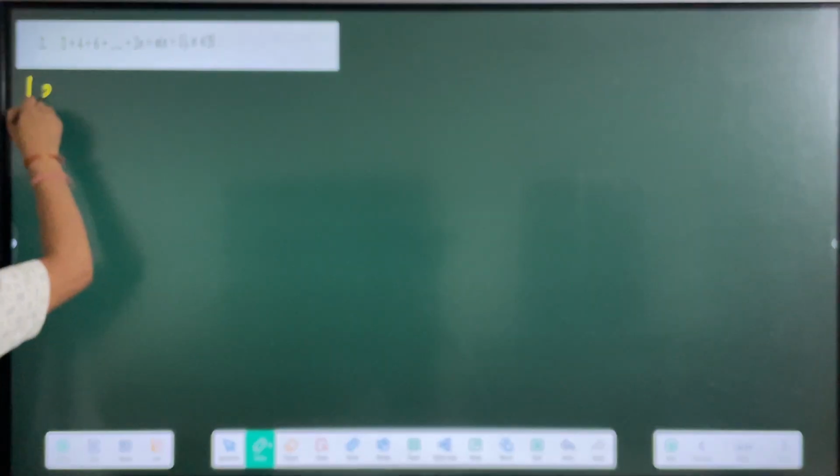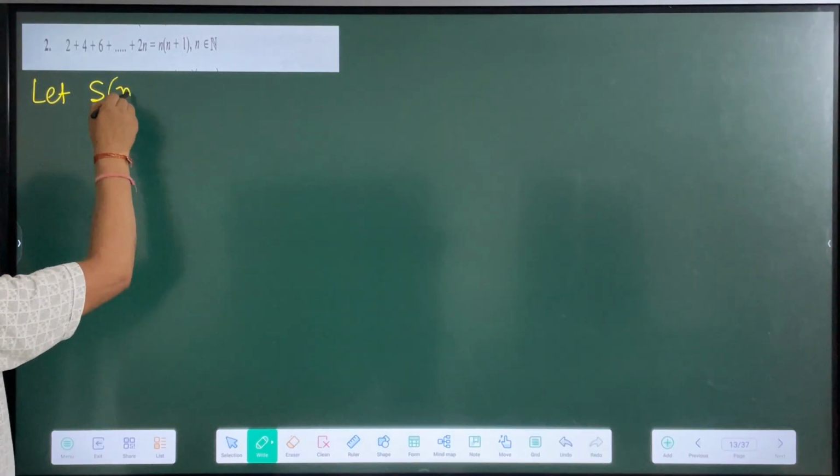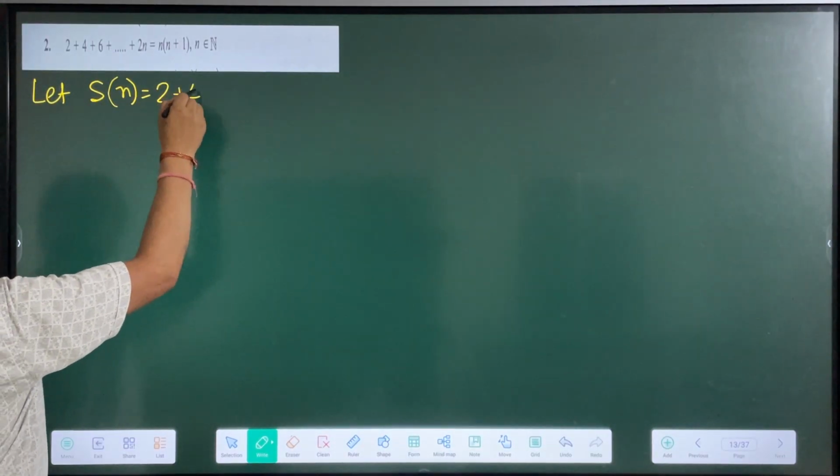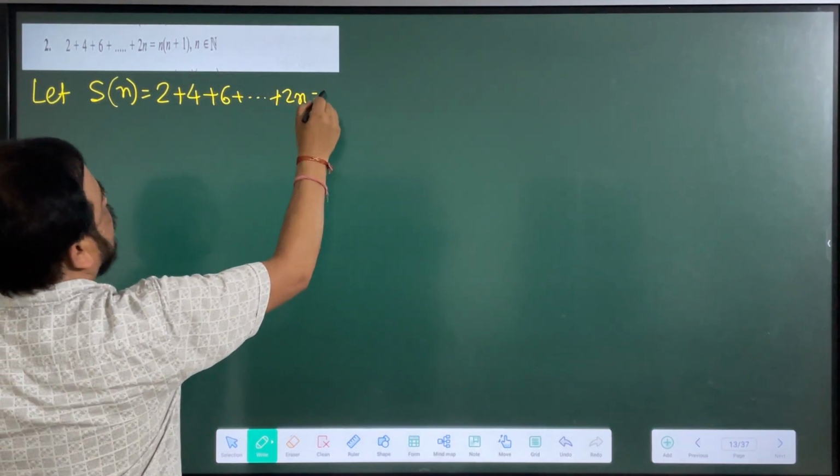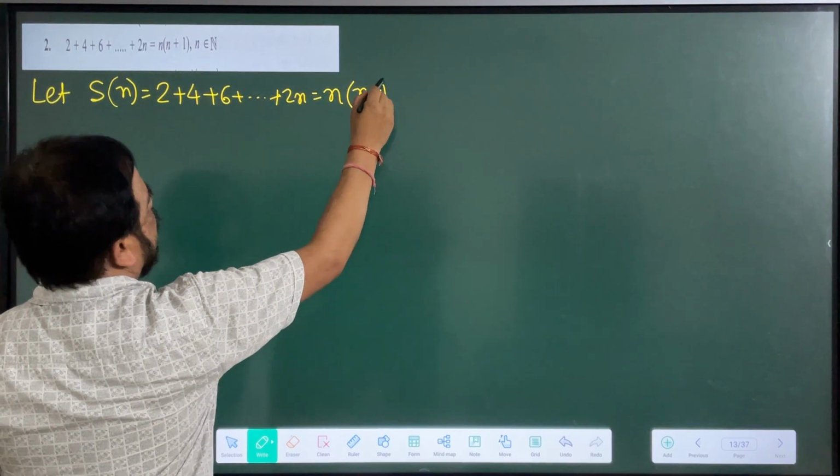So let us start directly. Let Sn = 2 + 4 + 6 + ... + 2n = n(n + 1).